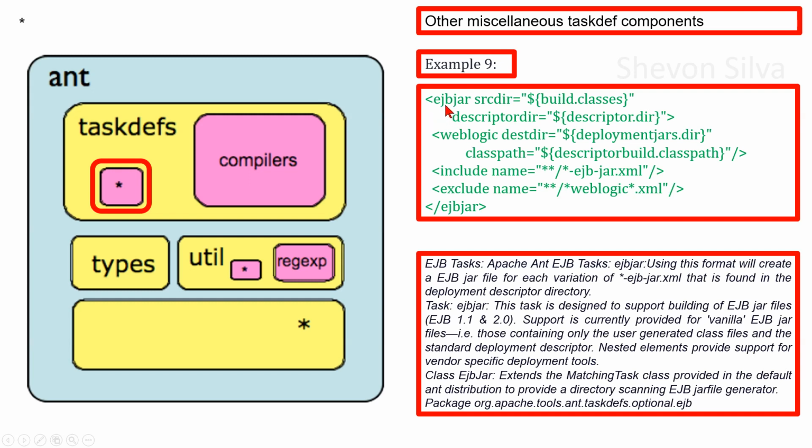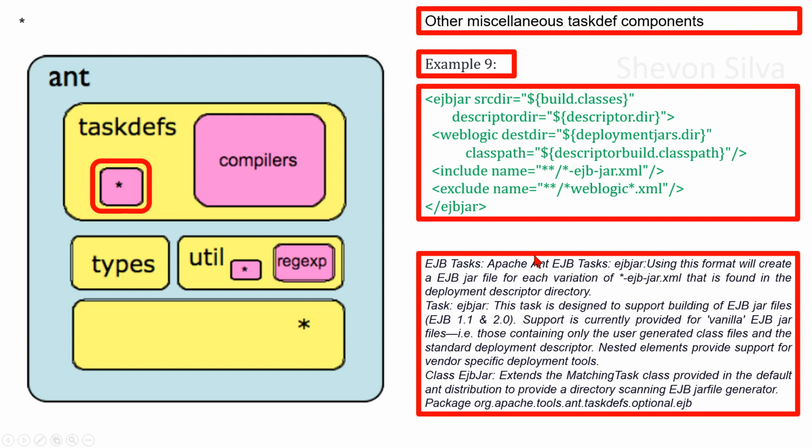With regard to API, the class EJB jar extends the matching task class provided in the default Ant distribution to provide the directory scanning EJB jar file generator. This is in the package org.apache.tools.ant.taskdefs.optional.ejb.